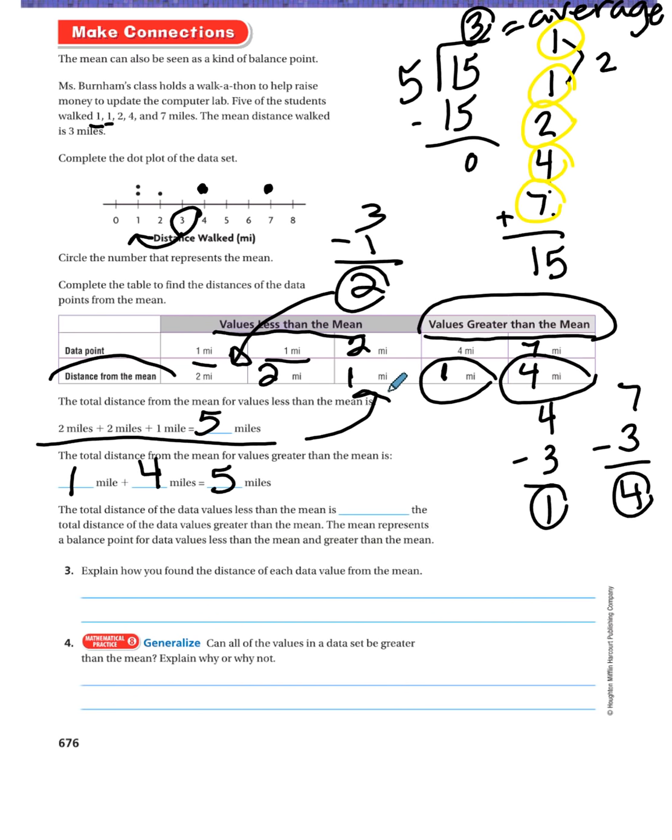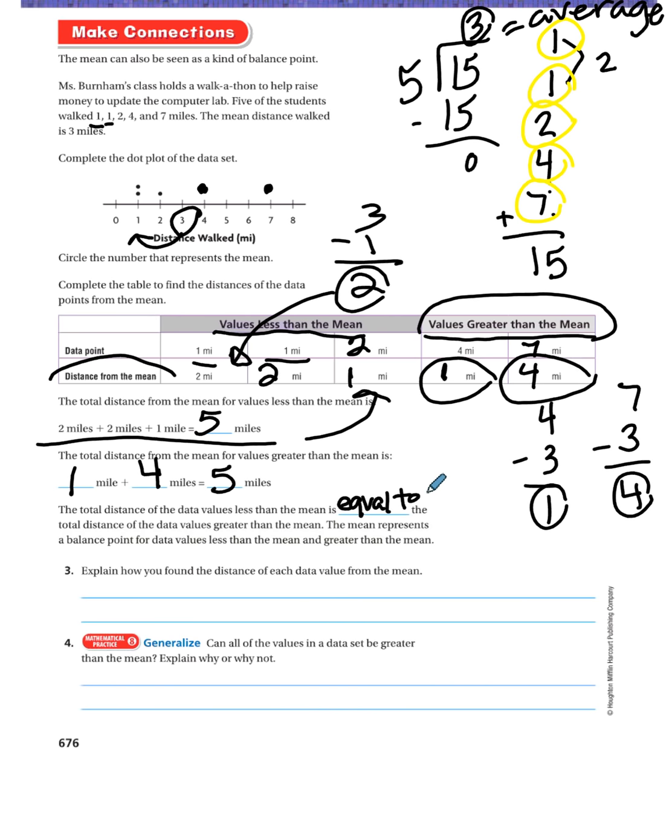on this side. Okay. The total distance of the data values less than the mean is equal to the total distance of the data values greater than the mean. The mean represents a balance point for data values less than the mean and greater than the mean.